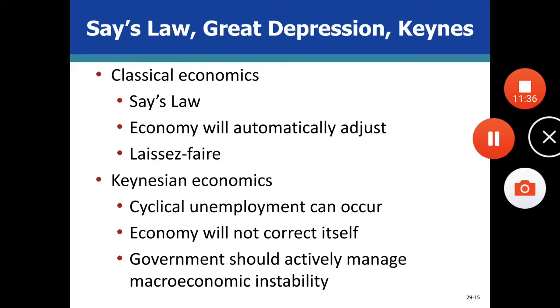And the last, Say's law, the Great Depression, and Keynes. Before the 1930s, before Keynes, people used to believe in the classicists, that all economies are self-equilibrating, self-adjusting. In case of any discrepancy, the economy will automatically adjust. If there is overproduction, then prices will reduce automatically and it will remove the gap. So the economy was based on laissez-faire.